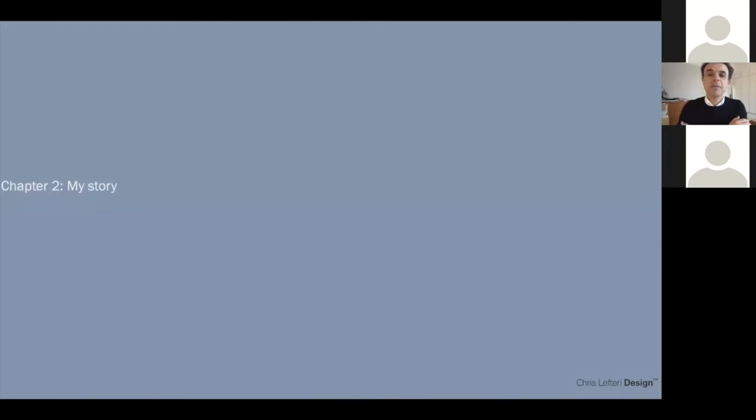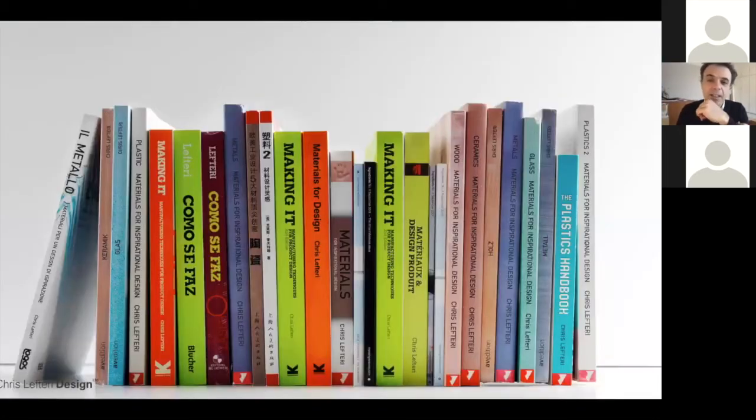So the second chapter in this presentation is my story. I think it's important to explain my story because it explains how I think about materials and my approach to materials and how my studio works. So I come from an industrial design background, and in 2020, I published the first book on materials, which was the plastics book here, fourth from the left. And I was teaching at Central St. Martin's in London. I was lecturing on the product design course at the time.